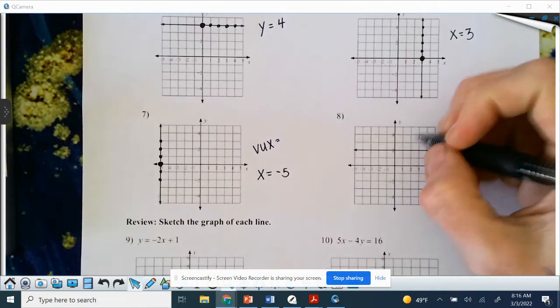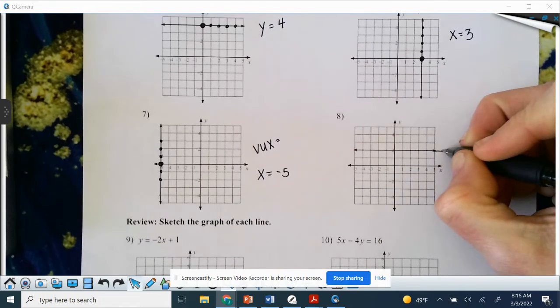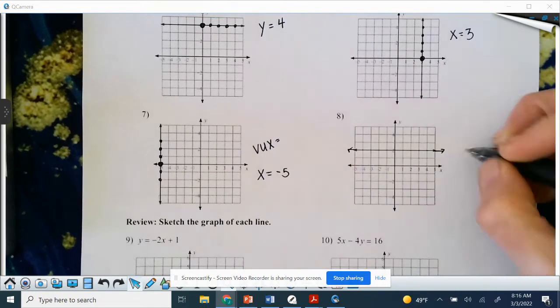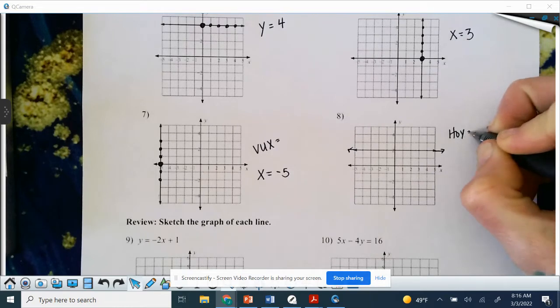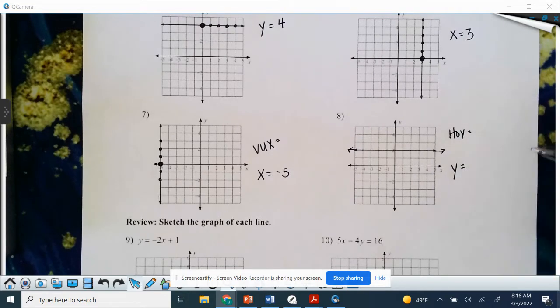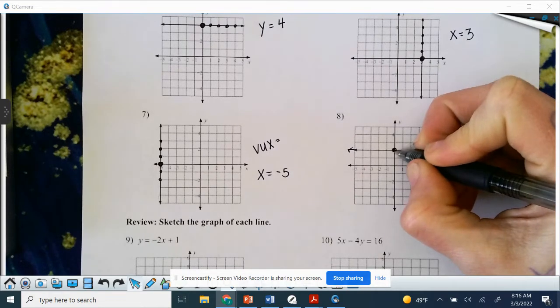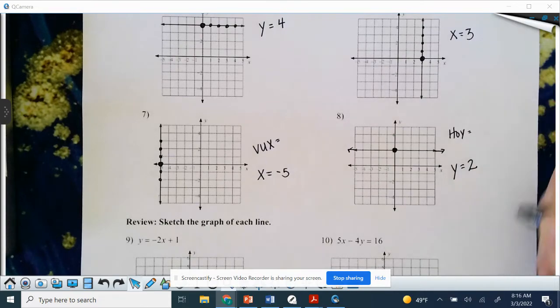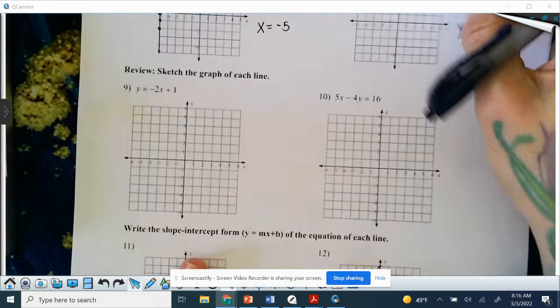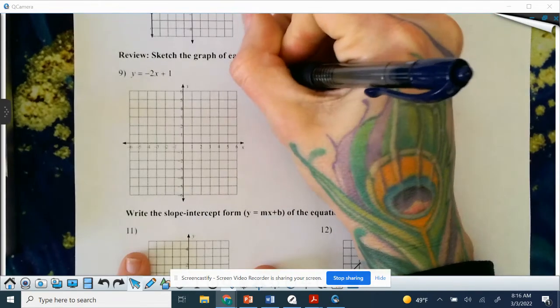Number 8. It's a horizontal line because we see it's going this way and this way, which horizontal is HOY. So we know it's going to be a y equals equation. We just got to figure out what the value is of y. And in this case, it's crossing at the positive 2. So y equals 2.